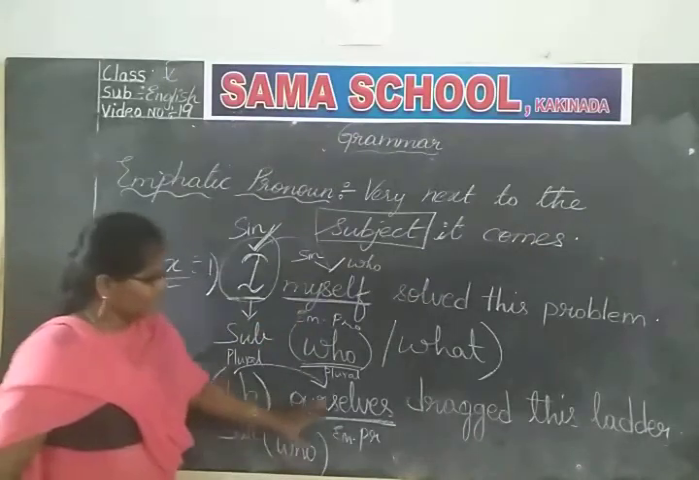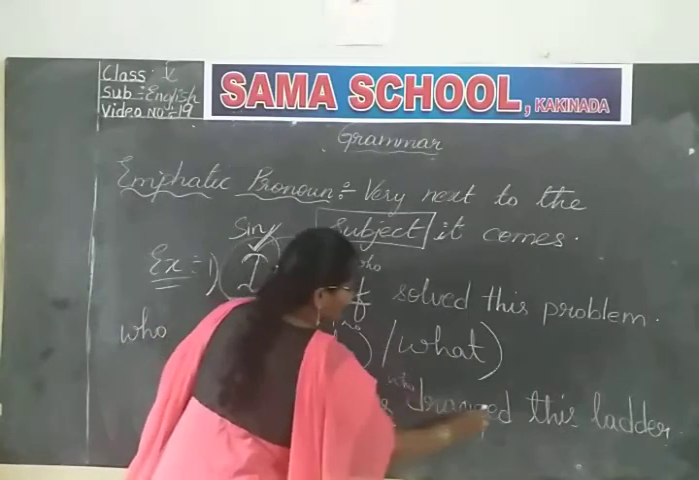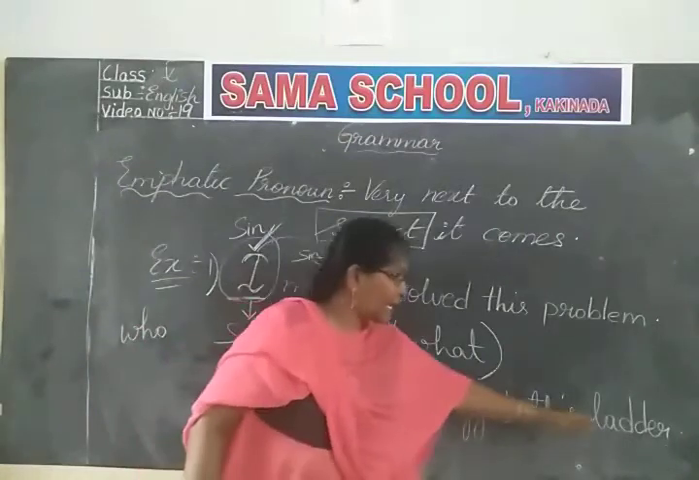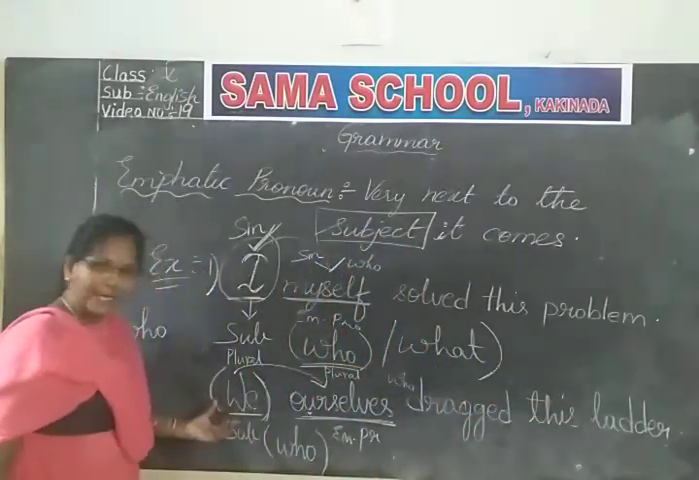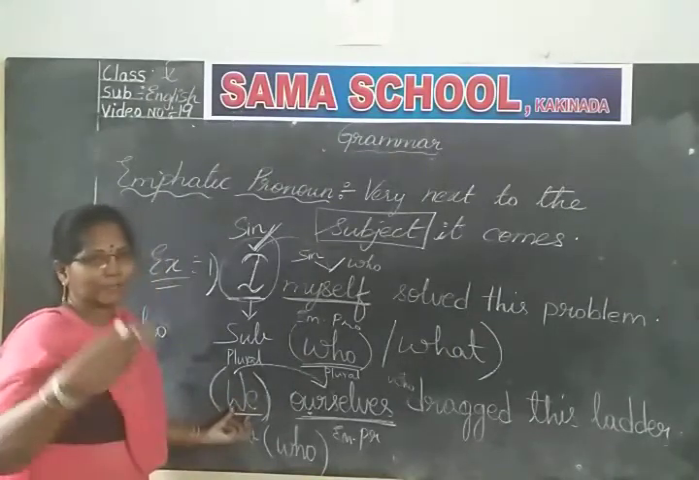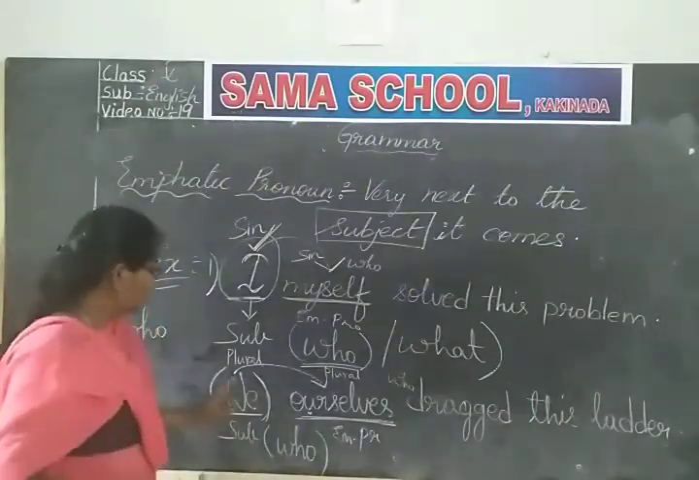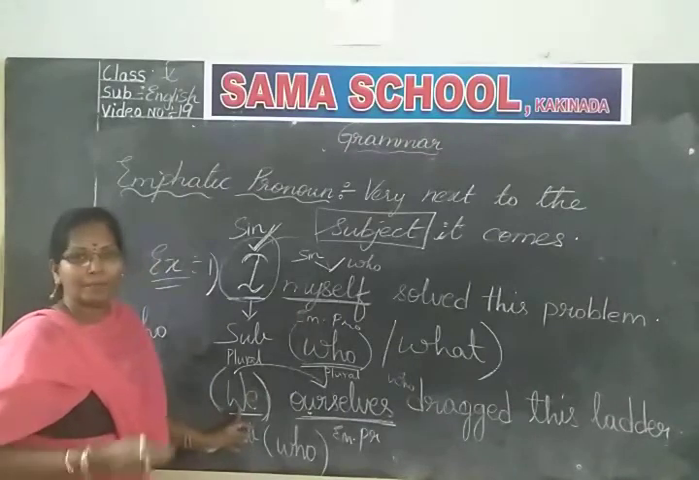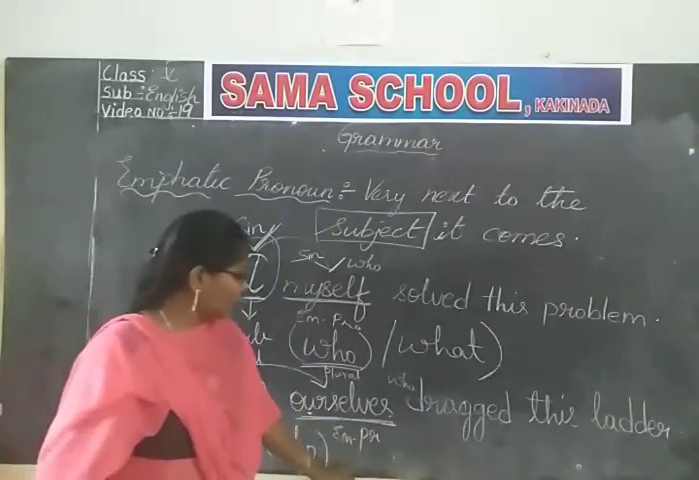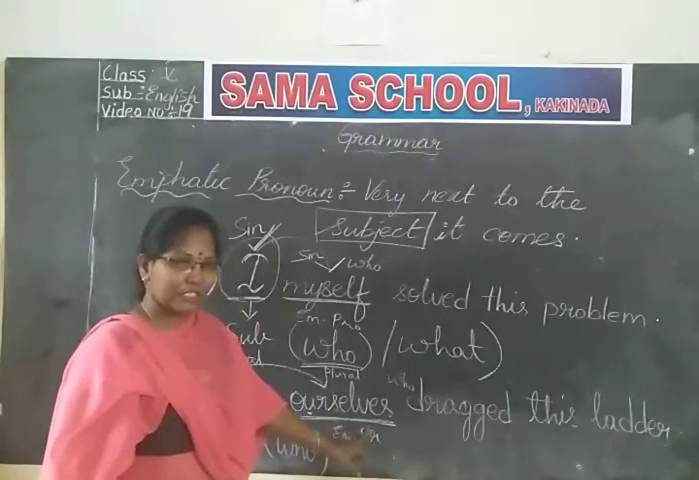Here, we ourselves dragged this ladder. Here also I posed a question using who. Who dragged this ladder? Dragged is a verb. So we got the answer, we. So we is the subject. But here we may mean 2, 3 or 4 persons, more than one person, so we call it a plural pronoun. So here we have to use the emphatic pronoun in plural form, ourselves. Okay, children? Clear?